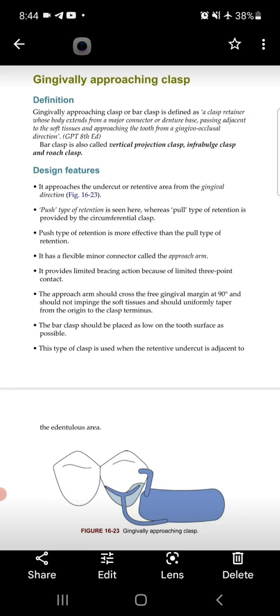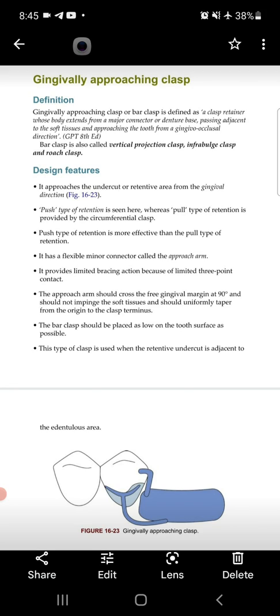It has a flexible minor connector called the approach arm. Here, from the denture base in blue, there is an approach arm, which is actually a minor connector, and at the end of this minor connector there is a clasp known as the gingivally approaching clasp. It is the only minor connector which is flexible, known as the approach arm. It provides limited bracing action because of limited 3-point contact, since the gingivally approaching clasp has limited 3-point contact attachment on teeth.